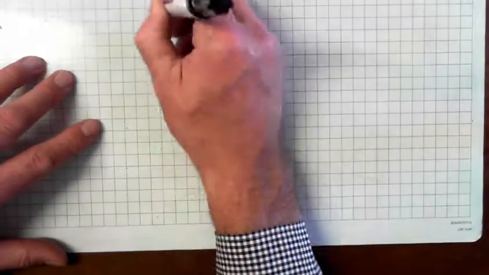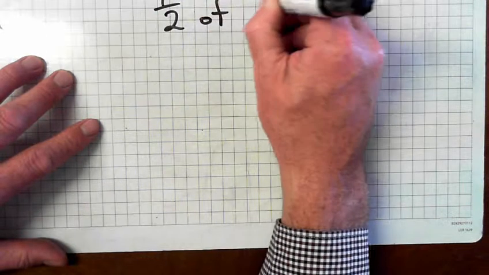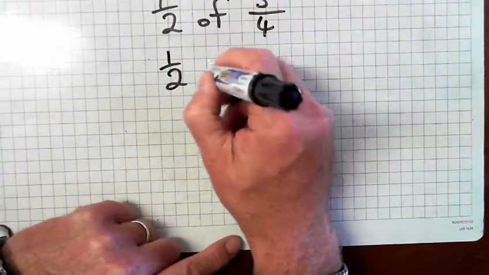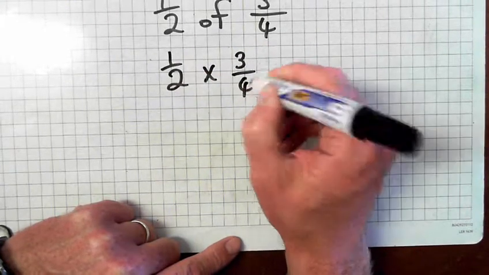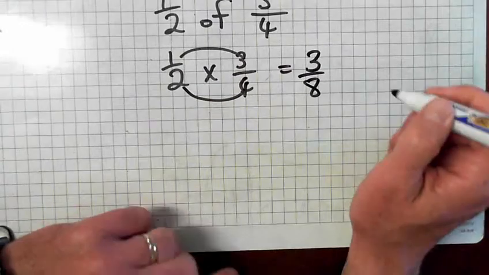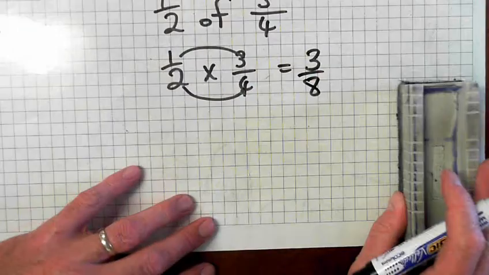And how do you get half of 3/4? Of means multiply. A half times 3/4. 1 times 3 is 3. 2 times 4 is 8. 3/8 is the answer. That's how you get half of.